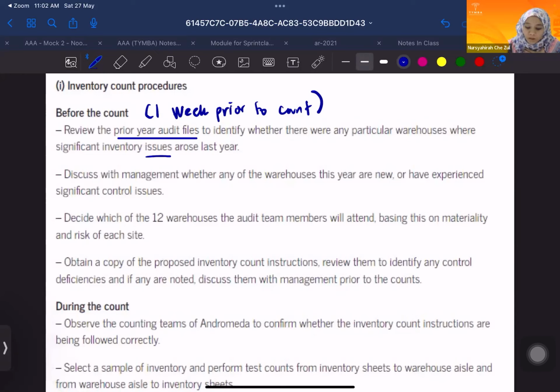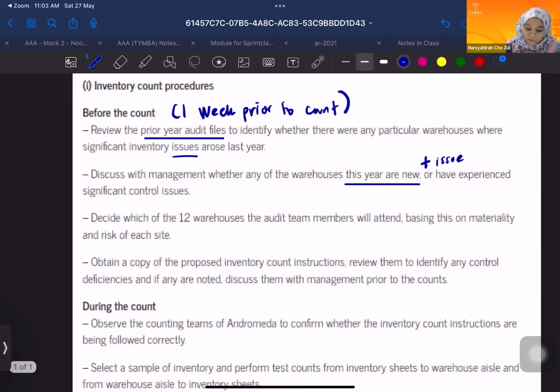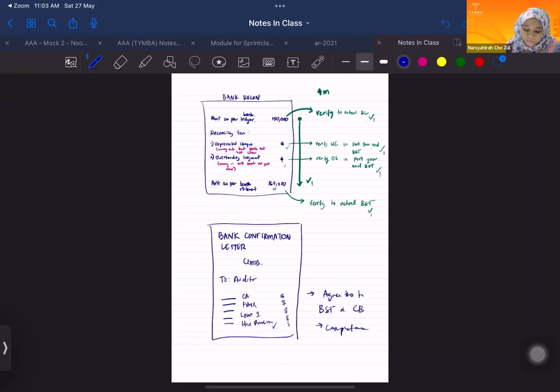Okay, so number two, you ask the management, is there any new warehouse, or have they experienced significant control issues? Is there any new warehouse? And what are the issues with that new warehouse? So is it applicable in the question just now? I think yes, they have. Is there any new warehouse? Yeah.